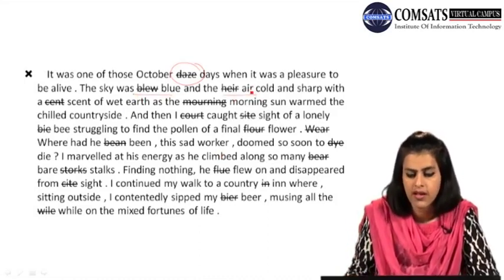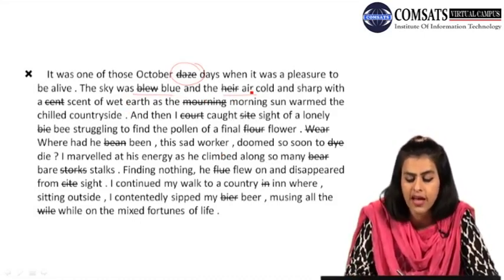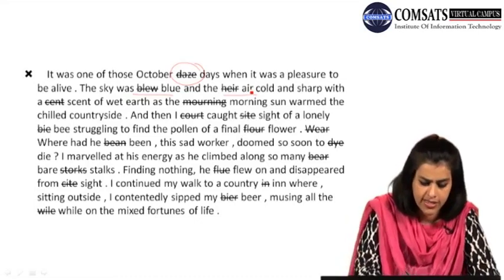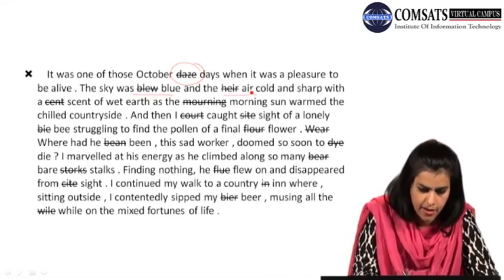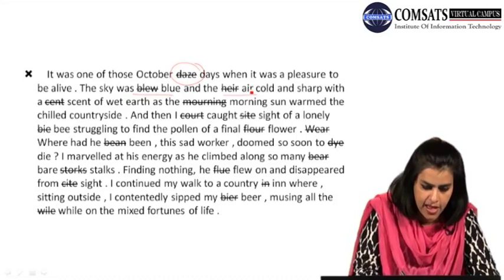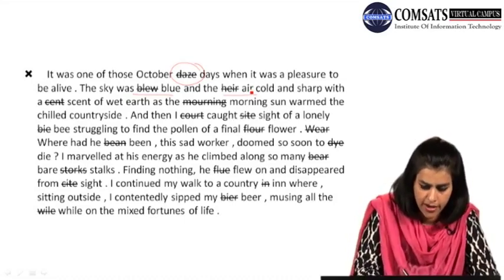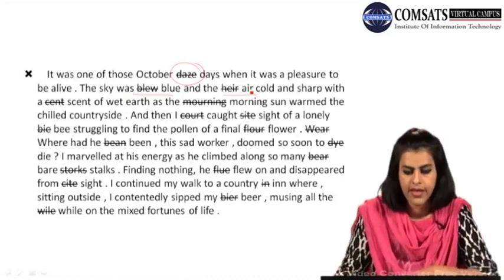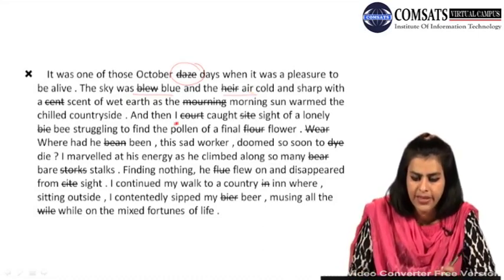The sky was blue and the air cold and sharp with the scent of wet earth on the morning sun warmed the chilled countryside. Now there are the words blue, blue, air and air, scent and scent, sight and sight, morning and morning.